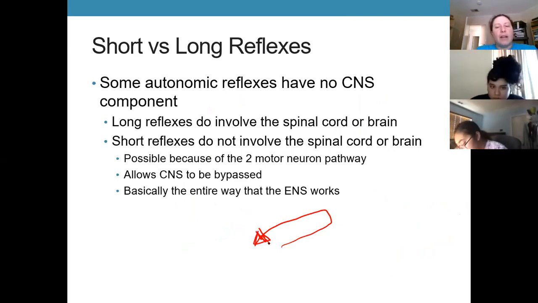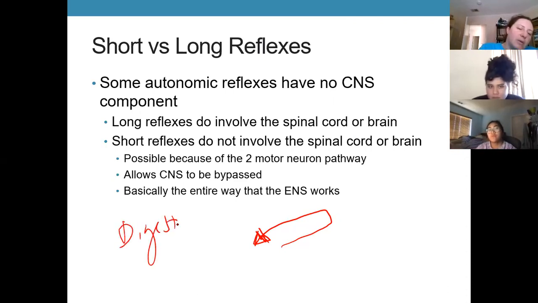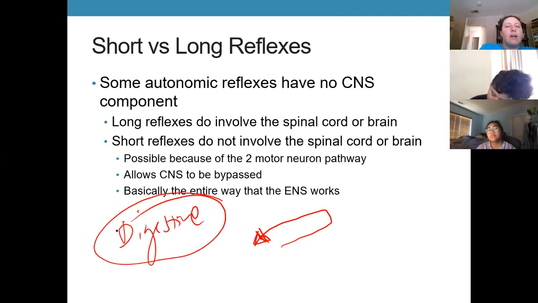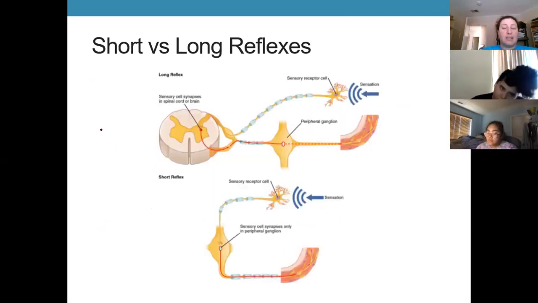And that's basically how a lot of functions of the enteric nervous system are. So all of the nervous system components in the digestive system. So we'll talk a little bit about those later when we get to the digestive system. But the rest of them are called long reflexes because we actually have sensory stuff going all the way to the spinal cord or brain, and there's central nervous system processing. So just to be aware of that, because that's not how somatic works. We don't have any short somatic reflexes.